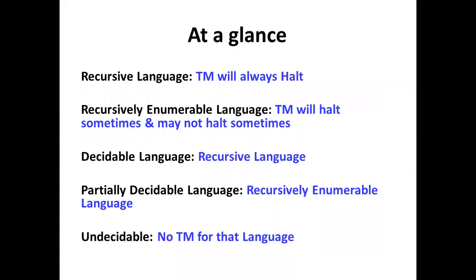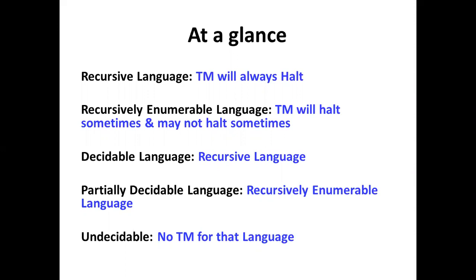So today we will discuss recursive languages, recursively enumerable languages, decidable languages, partially decidable languages, and undecidable languages. In the case of a recursive language, the Turing machine will always halt. In the case of a recursively enumerable language, the Turing machine will halt sometimes and may not halt at other times.